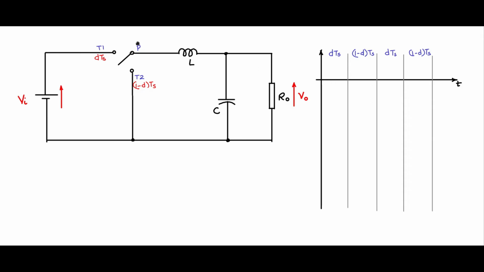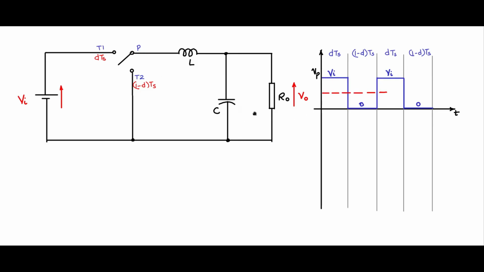During this time, let us see what the pole voltage is with respect to the ground. Let us plot Vp. During the time DTs, P is connected to T1, so it has to be Vi. Now during the time (1 minus D)Ts, P is connected to T2, and T2 is connected to ground, 0. Then in the DTs period, again Vi and 0. So this is the chopped voltage that you will see at the pole of the switch. Now what is the average value of this particular waveform?